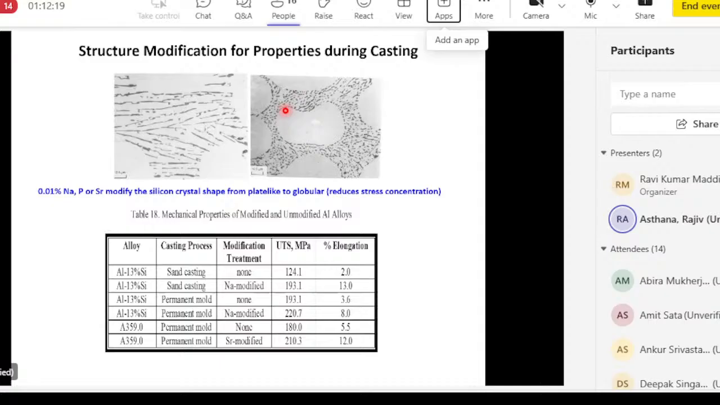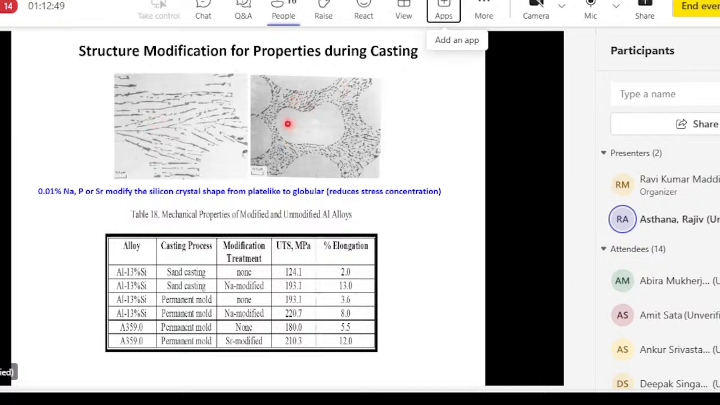And people have done a lot of fundamental research. What really happens when you add these elements? Why does silicon become more rounded? The basic concept there is that these elements, sodium or phosphorus, strontium, they poison the growth along the length of the silicon crystal. If silicon cannot grow lengthwise, it can only go sideways. And that's why you get more rounded features.